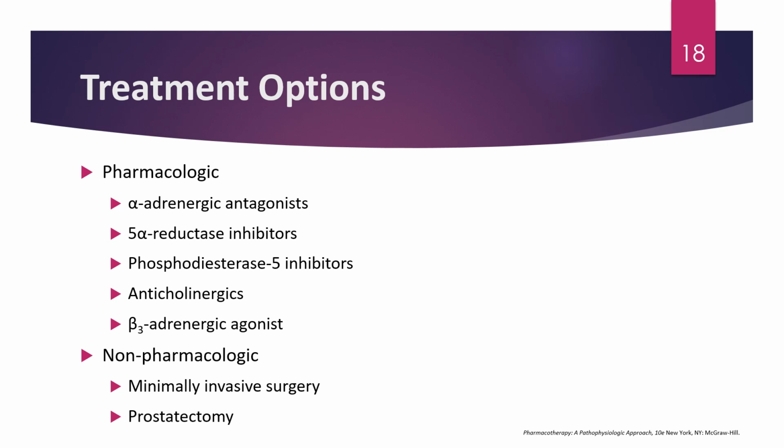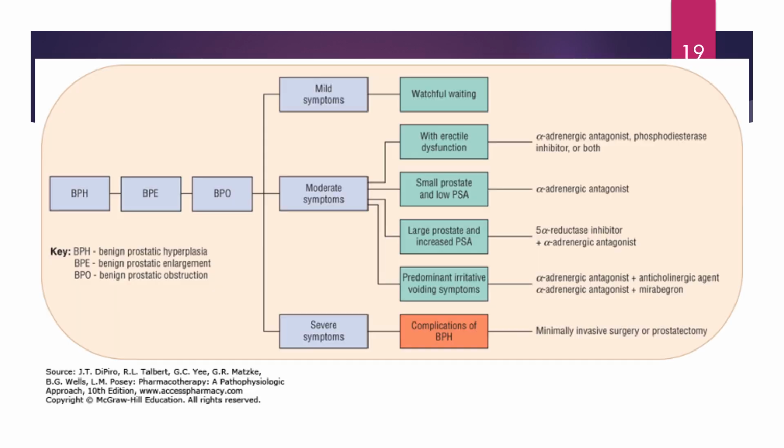In regards to treatment options, we have a variety of different treatment options that are available for treatment of BPH. Those include our alpha adrenergic agonist, which are basically the cornerstone of a lot of our BPH treatment. We have our 5-alpha reductase inhibitors, our phosphodiesterase 5 inhibitors that we are also learning about with erectile dysfunction. We have anticholinergics, and then we have our beta-3 adrenergic agonist. In regards to non-pharmacologic therapy, we have options of minimally invasive surgery and prostatectomy.